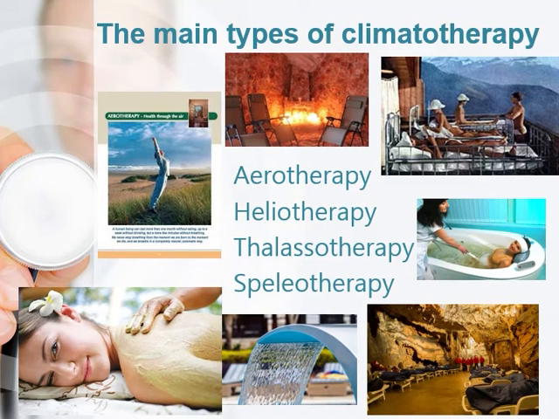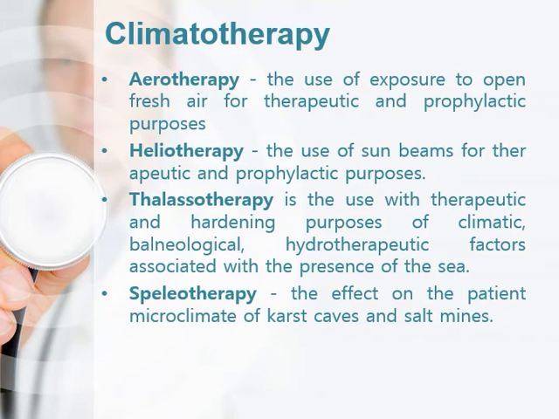There are a lot of types of climatotherapy, but the most common of them are aerotherapy, heliotherapy, thalassotherapy, and speleotherapy. Aerotherapy uses exposure to open, fresh air for therapeutic and prophylactic purposes. Heliotherapy uses the sun's rays for therapeutic and prophylactic purposes. Thalassotherapy is the use, with therapeutic and hardening purposes, of climatic, balneological, and hydrotherapeutic factors associated with the presence of the sea, and speleotherapy is the effect on the patient of the microclimate of karst caves and salt mines.